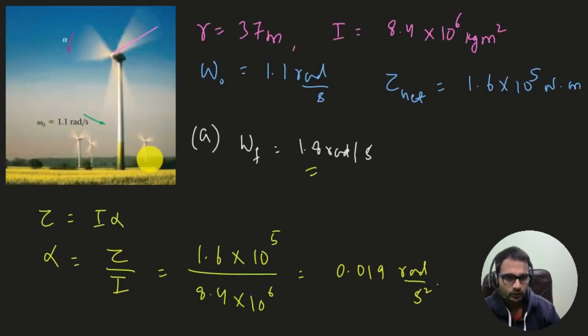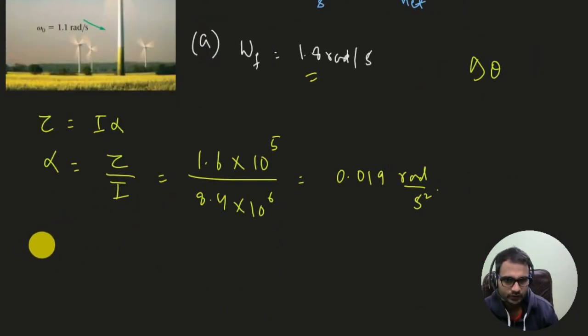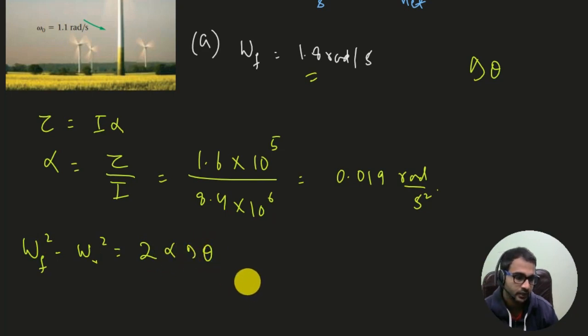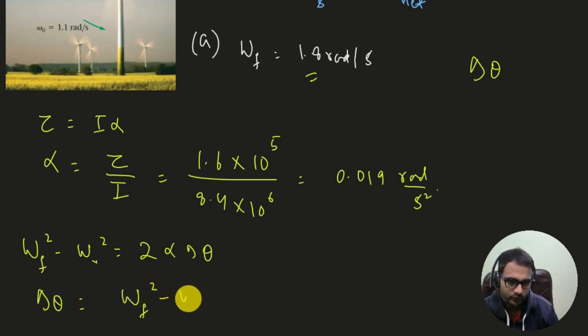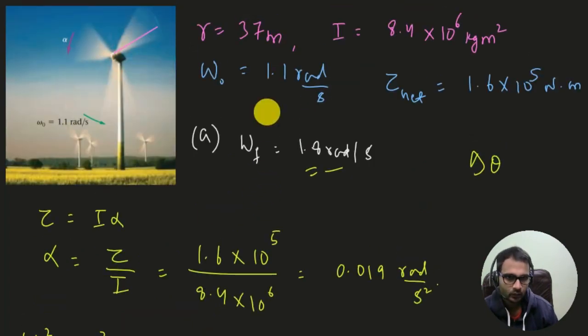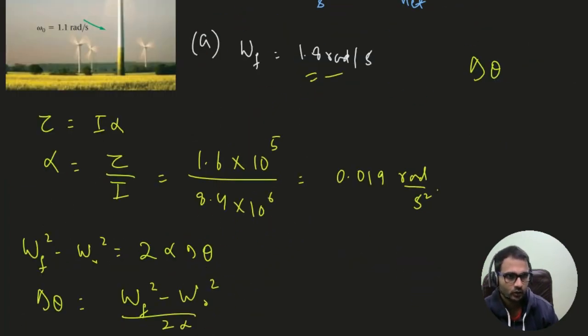Now to calculate the number of rotations, we can calculate this delta theta in radians, and then we can convert radians into rotations. So I'm using this equation: omega f square minus omega naught square is equal to 2 times alpha times delta theta. These are the kinematic equations that we studied in the previous sessions. So delta theta from here would be omega f square minus omega naught square divided by 2 alpha. We have the final speed, 1.8. We have the initial speed, 1.1. Alpha we have just calculated. Just plug all these values in here.